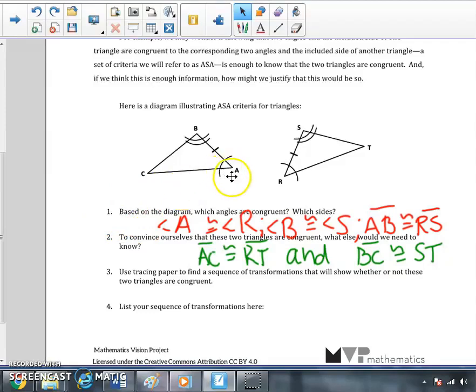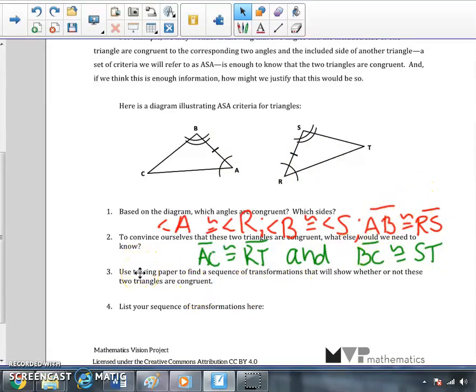Based on the markings, we can conclude that angle A is congruent to angle R. Angle B, because it has 2 arc marks, is congruent to angle S. And line segment AB is congruent to line segment RS. So we wrote that in our notes.